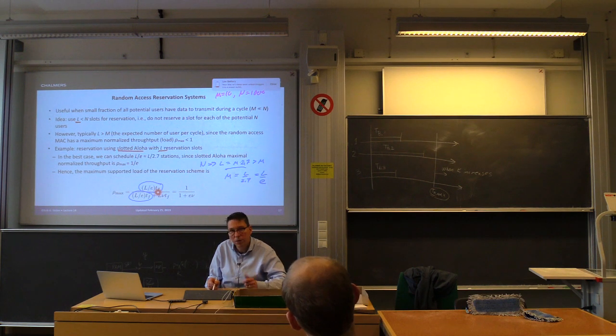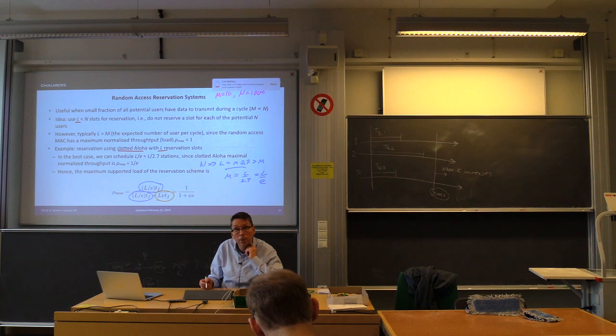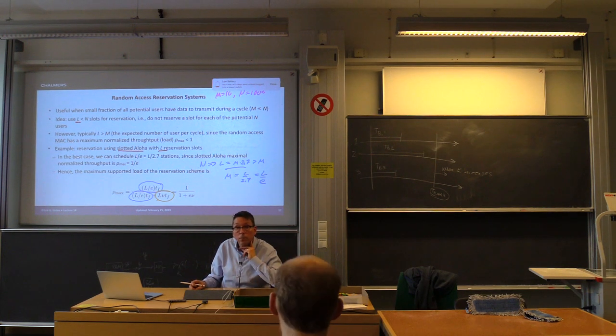users. All of them transmit a frame of length TF. So the data part is L over e times TF. And then the reservation part is L mini slots, so it's L times nu times TF. And if we divide through, we get this. Questions on this?